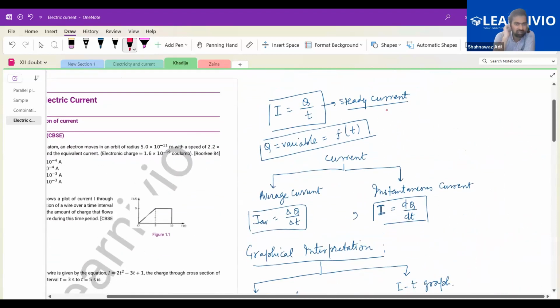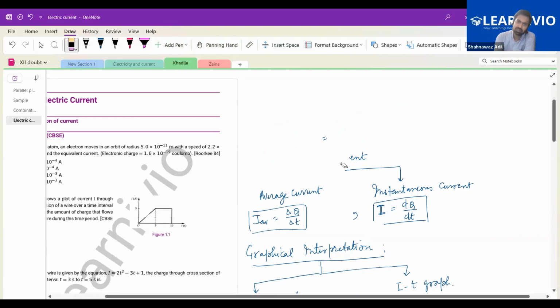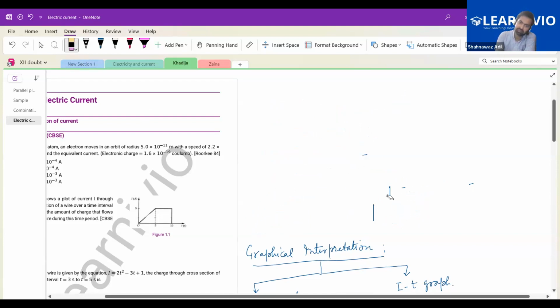So these things you have already studied, right? Do you remember all these things? Yeah, so now let us do all those calculations. How much time do we have? We have 50 minutes. So let us solve these questions.